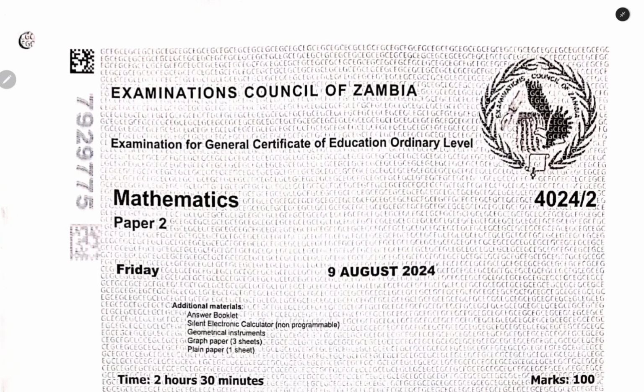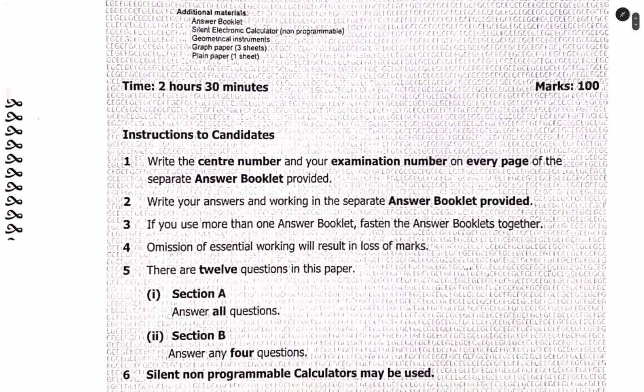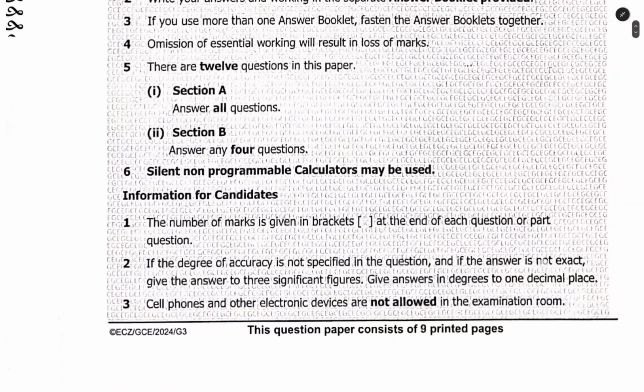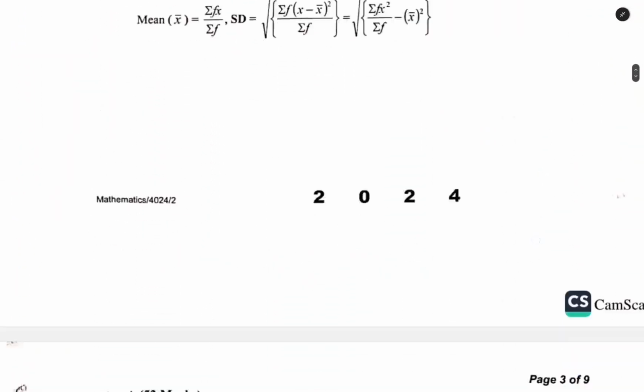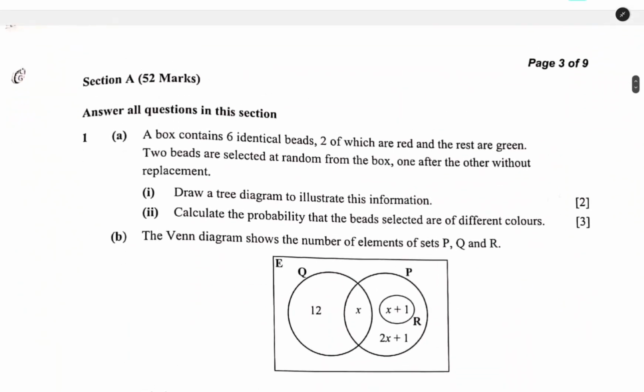So these are the questions that we are going to answer in this one. Let us see what question 1 looked like in this paper. Okay, so here is question 1, Section A, 52 marks. For this section you get 52 marks. Answer all questions in this section. So here is the first question: a box contains 6 identical beads, 2 of which are red and the rest are green. The first question was on probability.